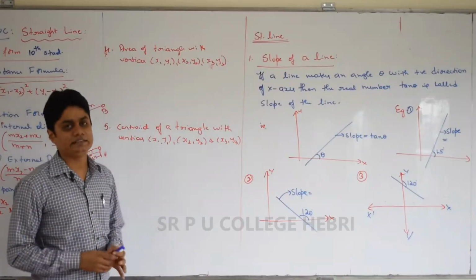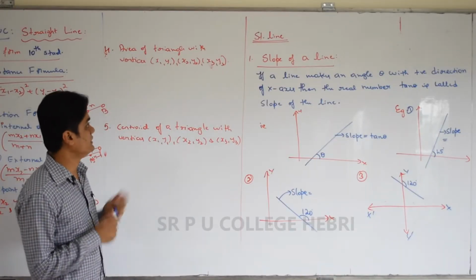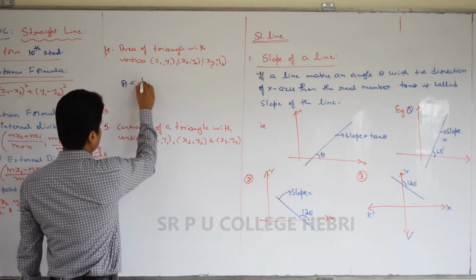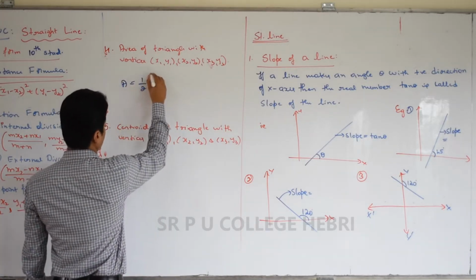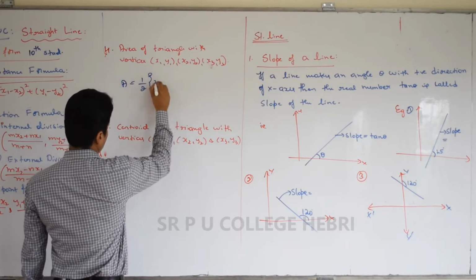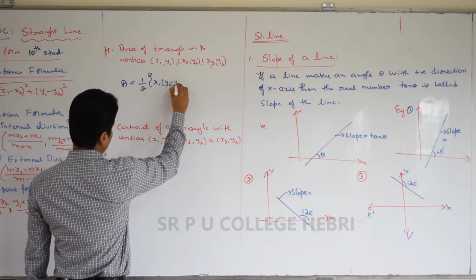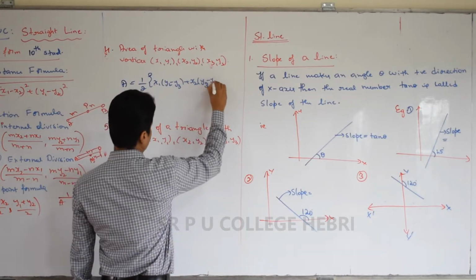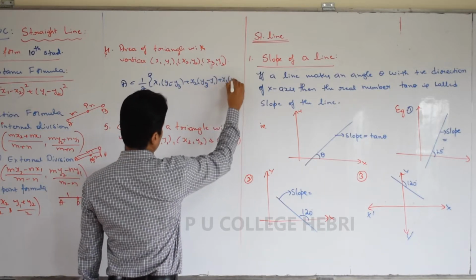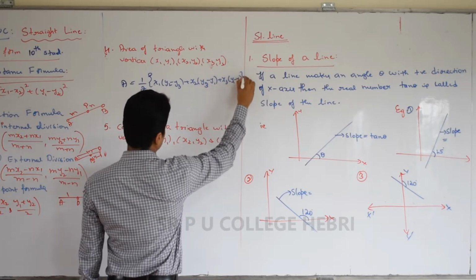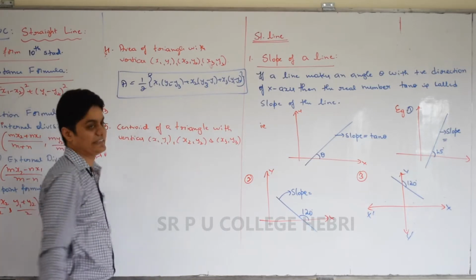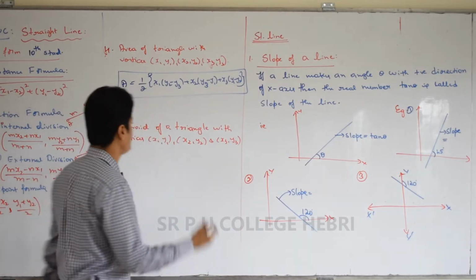Another formula you learn in 10th standard is the area of a triangle with the vertices x1, y1, x2, y2 and x3, y3. Maybe you remember, the formula is half into x1 into (y2 minus y3) plus x2 into (y3 minus y1) plus x3 into (y1 minus y2). This will give you the area of a triangle when you know the three vertices of the triangle. Maybe you learned it like this.